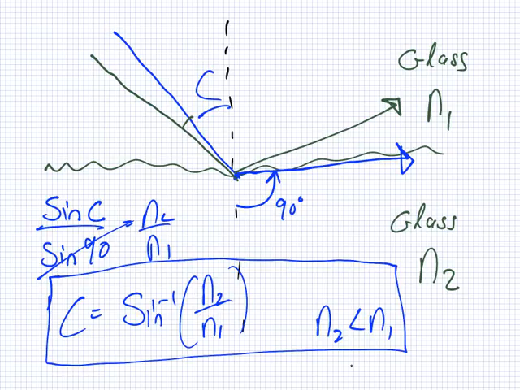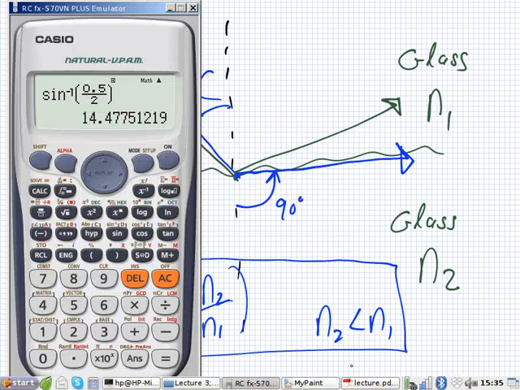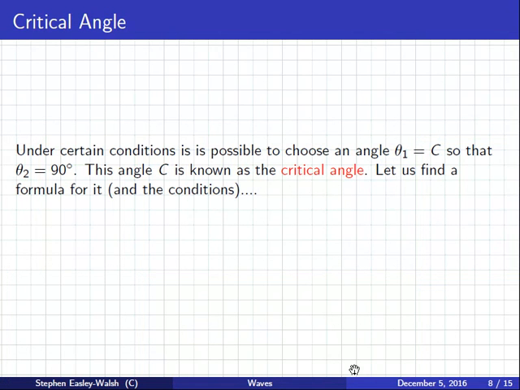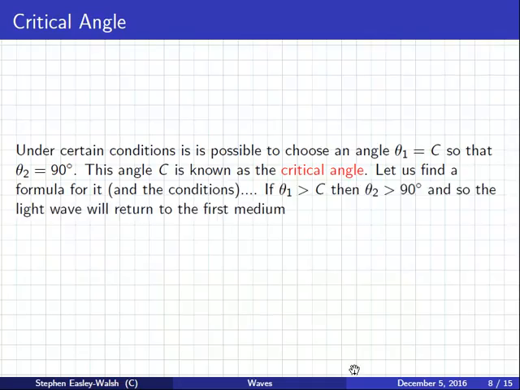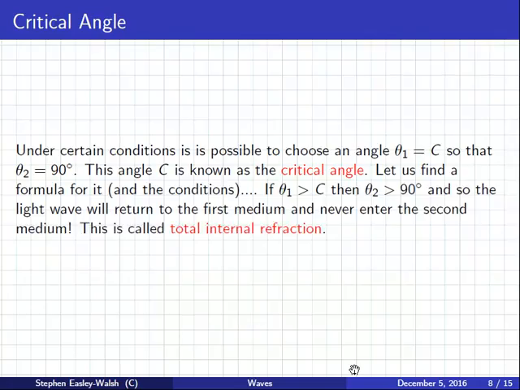Can we go back to the definition? Not really a definition, but just the idea. So when this happens, when the light returns to you, it's called internal refraction. We don't call it reflection because it's a special situation. We call it internal refraction.